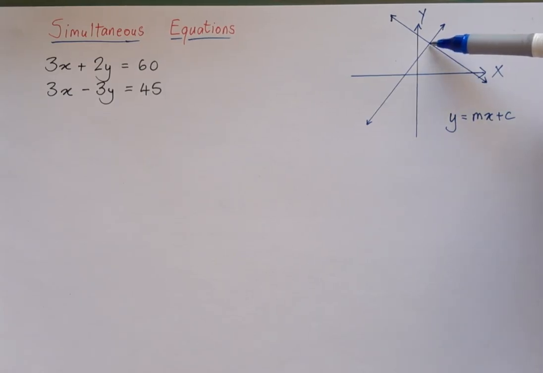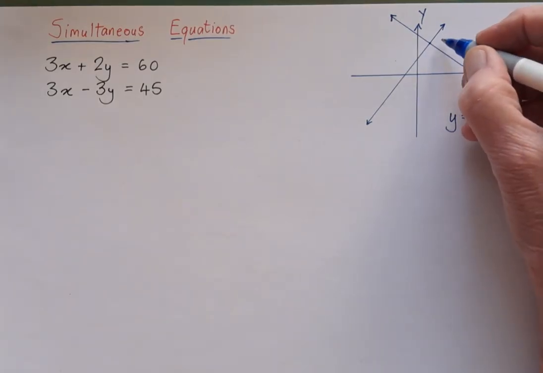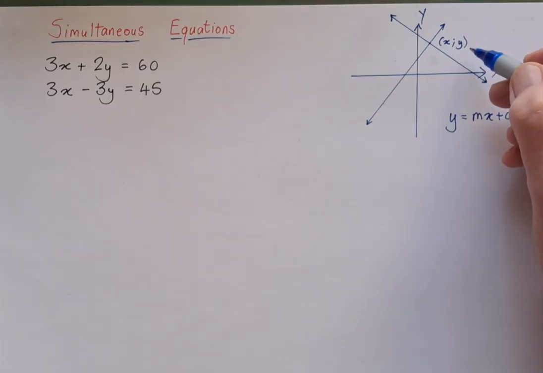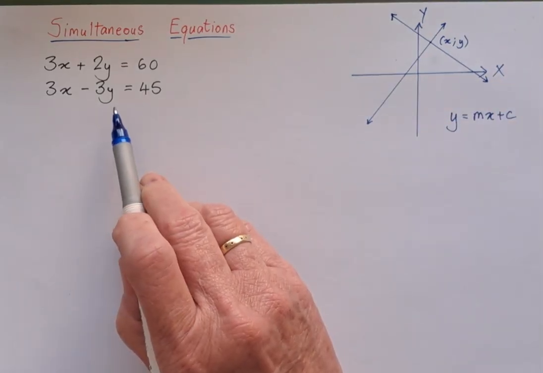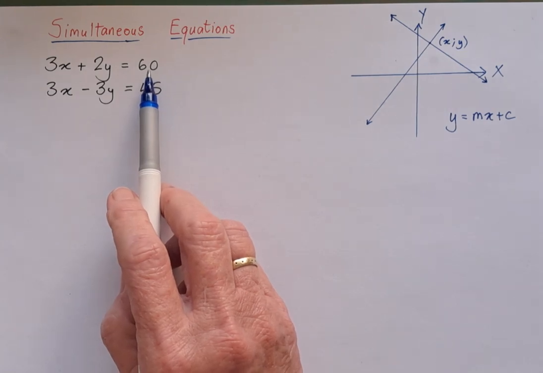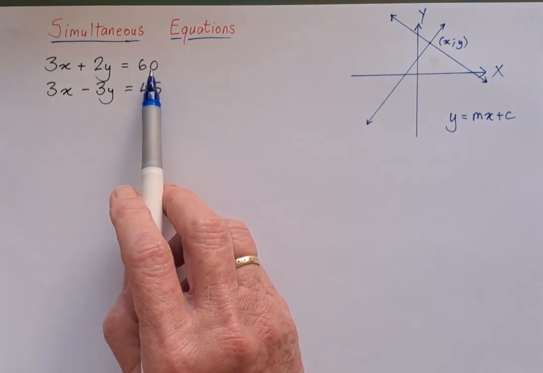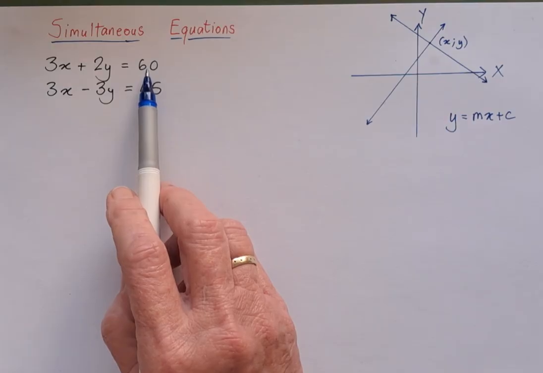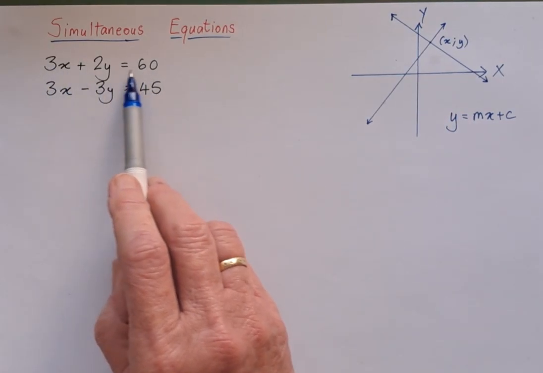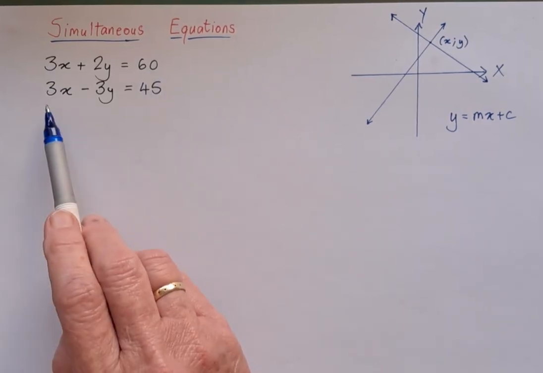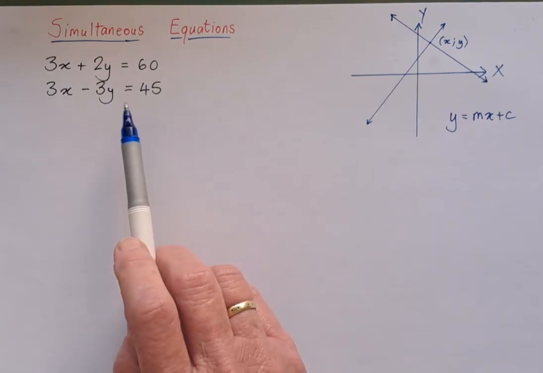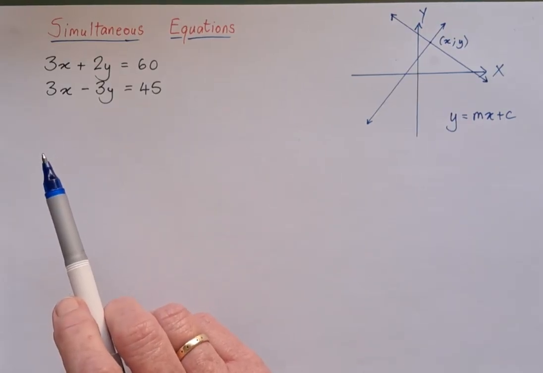And that point of intersection, which will be made up of an x coordinate and a y coordinate, is what we're working out when we work out simultaneous equations. So this equation could be rewritten, making y the subject of the formula, which we did in the previous episode with literal equations, making one of the variables the subject of the formula. So I could write this in the form of y equals mx plus c. I could also write this equation in the form of y equals mx plus c. In other words, they both represent straight line graphs.